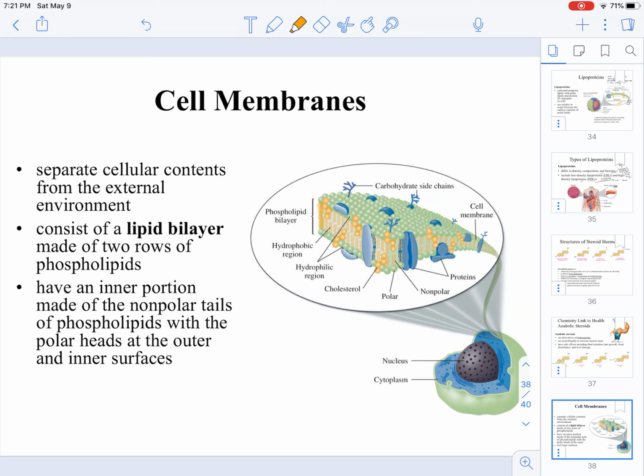Now, understand that cell membranes are actually complex. Not only are they composed of a phospholipid bilayer, they can have carbohydrate chains on them. They can have cholesterol. They can have proteins inside of them. So as you can see, they're very diverse.